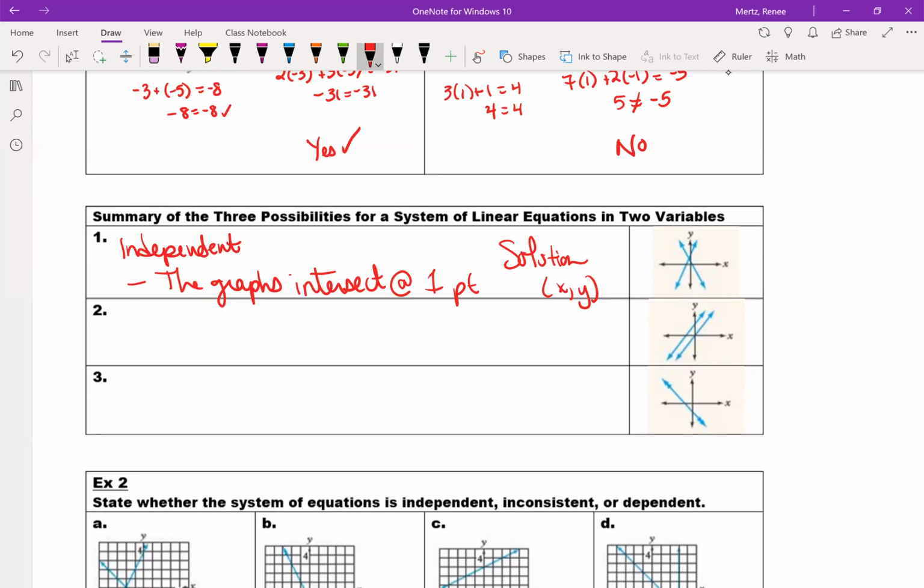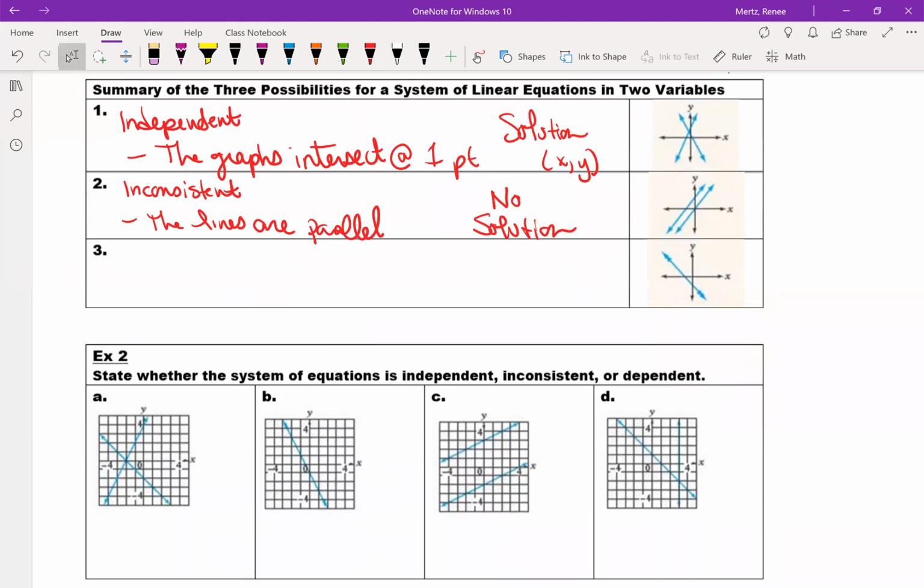Look at the second one. What do you notice about the lines? They are parallel. This one is called inconsistent. The lines are parallel. They're never going to intersect. So the answer to this one is no solution. They never intersect, so there's no solution.